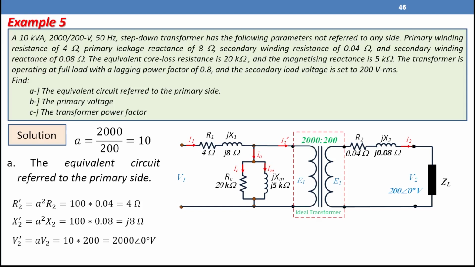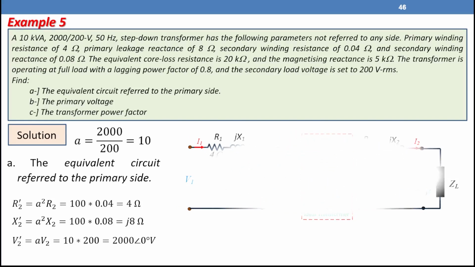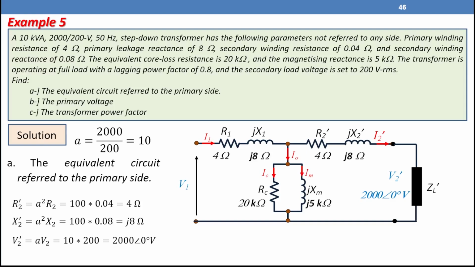We're not going to change the angle. So we are going to assume as well that the secondary voltage has angle 0. That one will be the reference value. So when transferred to the primary side, V2 dash equals 2000 angle 0 degree volt. This will be the exact equivalent circuit referred to the primary side. We have R2 dash, X2 dash, and V2 dash.